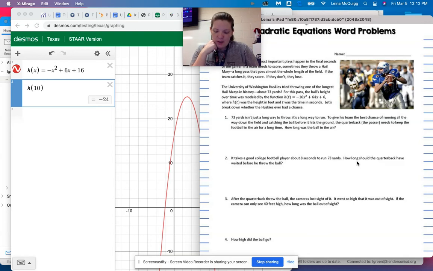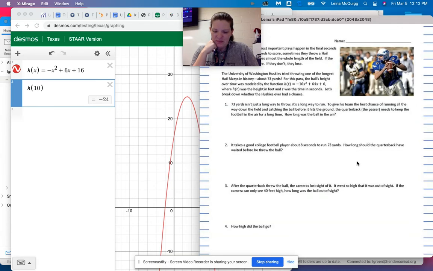Let's break down whether the Huskies ever had a chance, okay? 73 yards isn't just a long way to throw, it's a long way to run. To give his team the best chance of running all the way down the field and catching the ball before it hits the ground, the quarterback needs to keep the football in the air for a really long time. How long was the ball in the air?